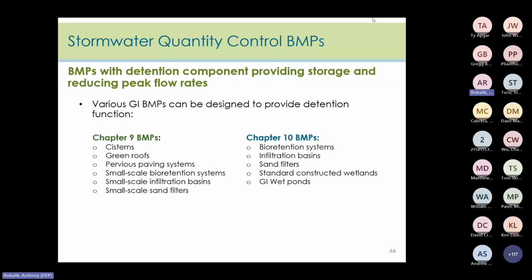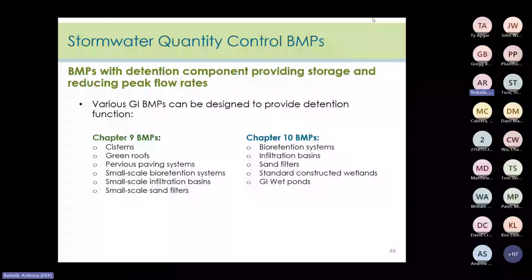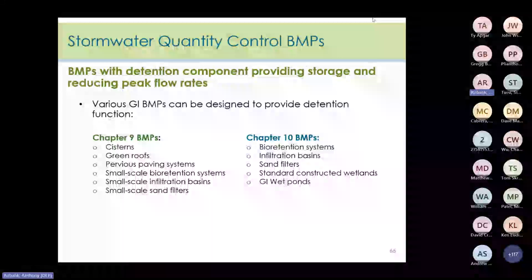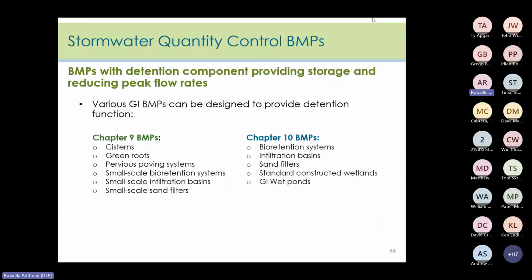Here's a list of the various Chapter 9 and 10 BMPs that can provide a detention function. We see here BMPs such as pervious paving systems, small-scale bioretention systems, and infiltration basins. Note that the BMPs listed here are considered green infrastructure, which are required to be used to meet the stormwater runoff quantity control standard. Note that Chapter 11 BMPs, which are not listed here, would only be eligible to meet the stormwater runoff quantity requirement if a waiver or variance from N.J.A.C. 7:8-5.3 was granted, and 5.3 is the green infrastructure requirement.